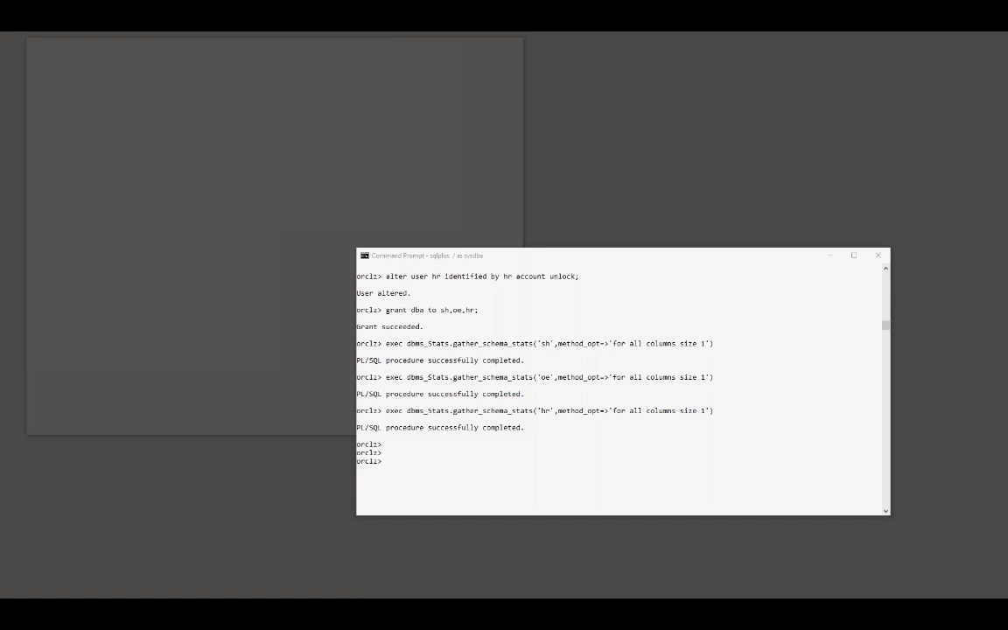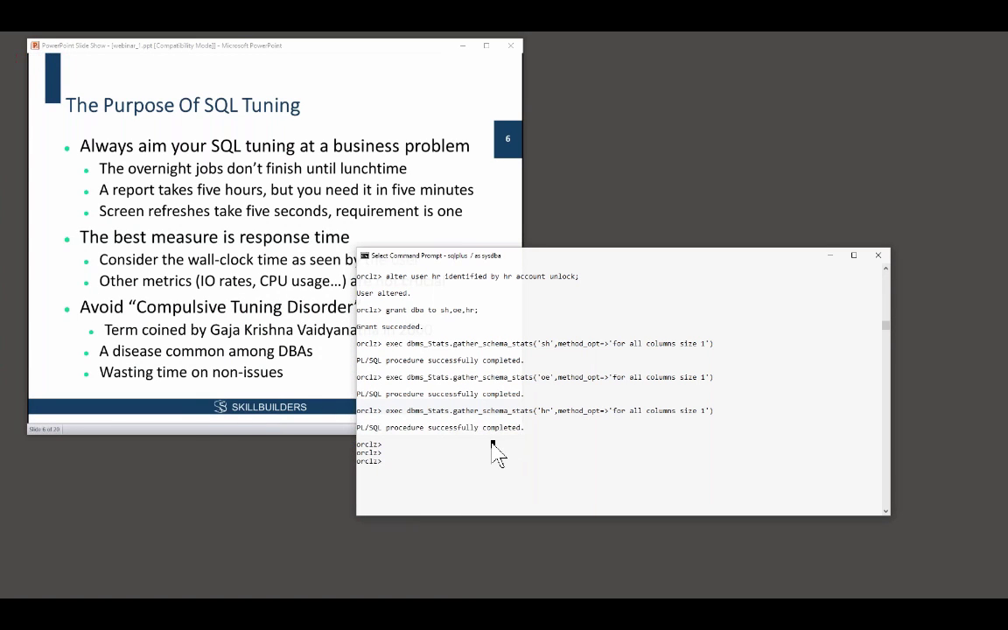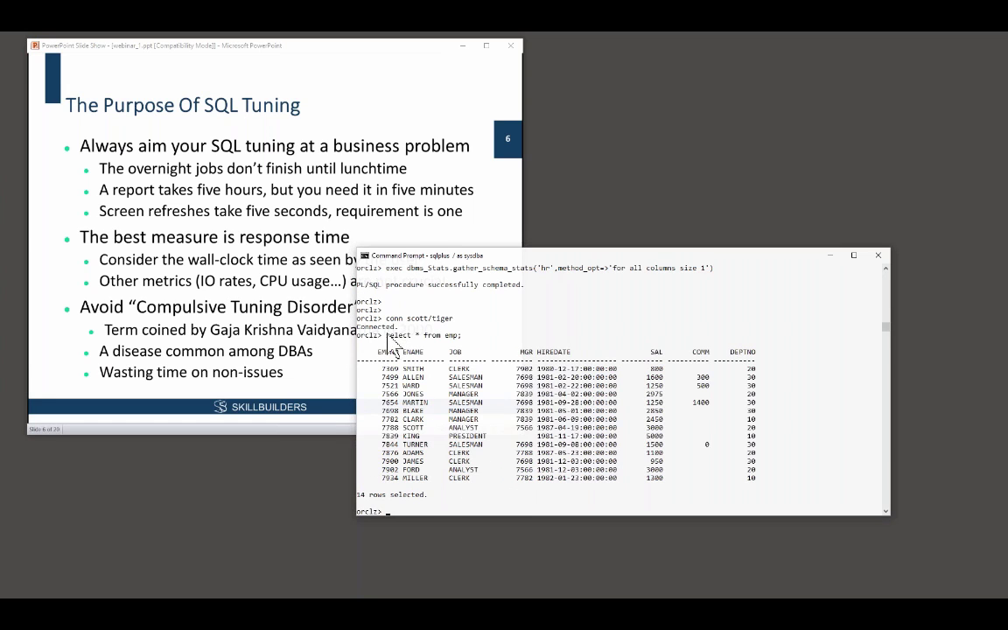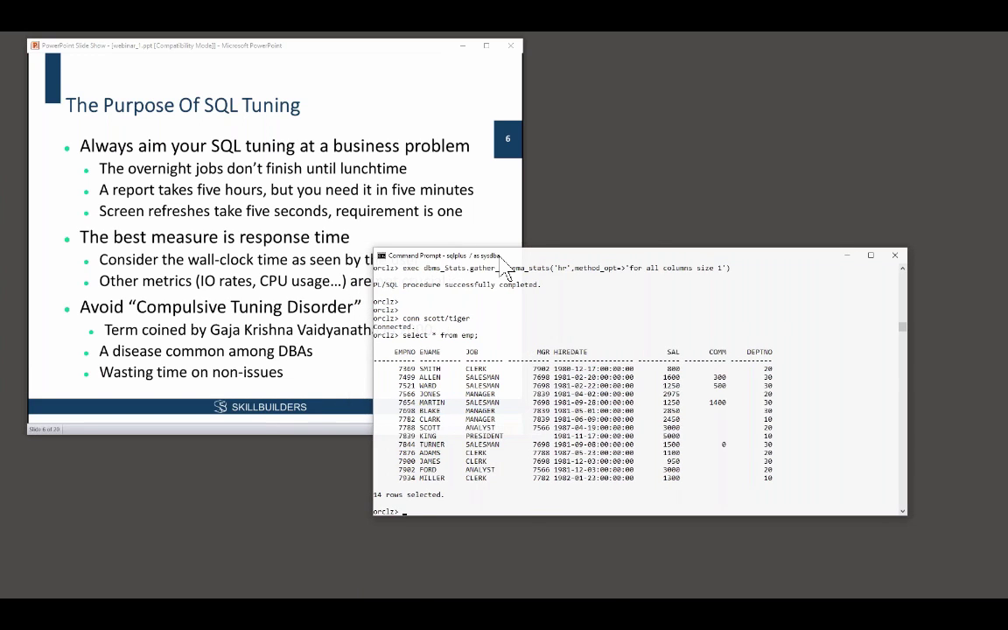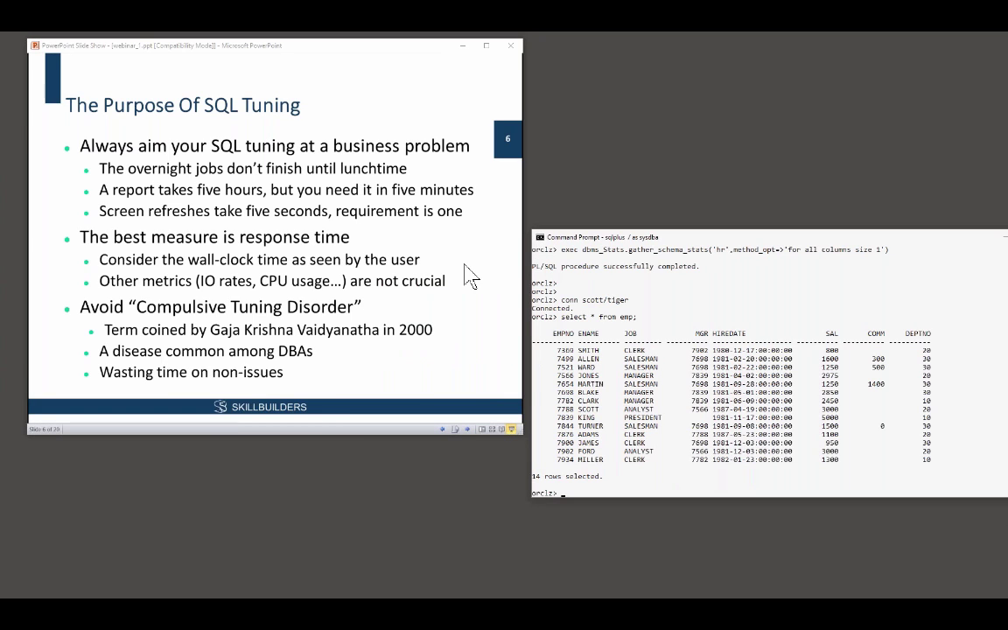And the best measure is response time as perceived by the user. What do I mean by that? Well, you issue a SQL statement. Any old statement you want. Select star from emp. And you hit return, and bang, back comes the data. How long did it take? You need a real response time measure. That's all that matters. Wall clock time as seen by the user.